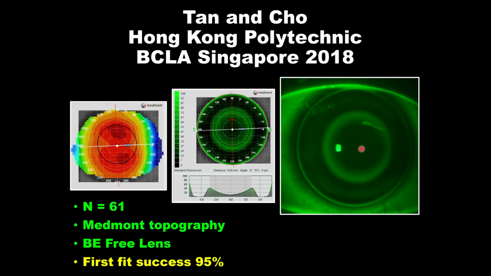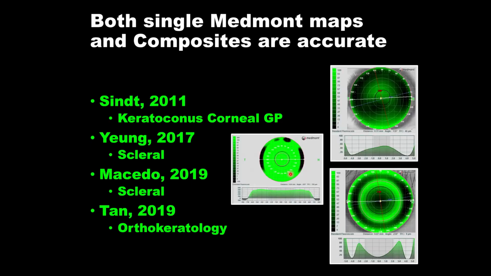The Tan and Cho study from the world-renowned Hong Kong Polytechnic showed us that when you take a Medmont topography and use fitting software to build the lens, in this case the B-free, you can achieve a 95% first fit success. So this study did not use the composite capture. What they did was they took multiple images. They looked at all of those images together. They picked the best one. Then they built the lens from that ideal single map image. So if you need to, you can use a single topography capture with a high level of confidence. You don't have to have the composite.